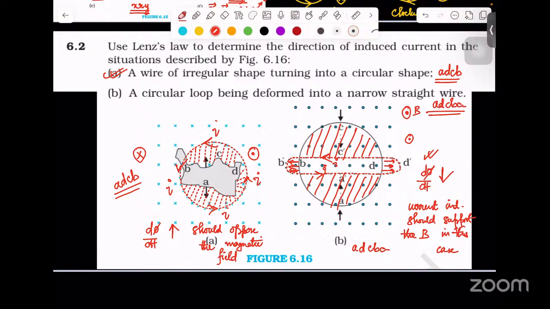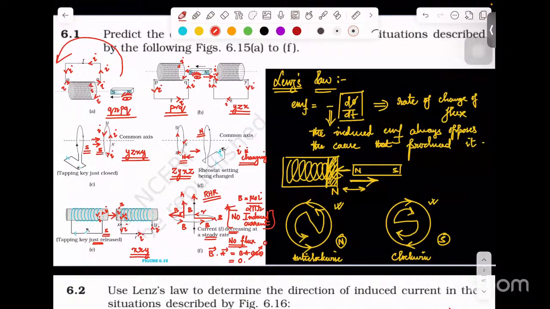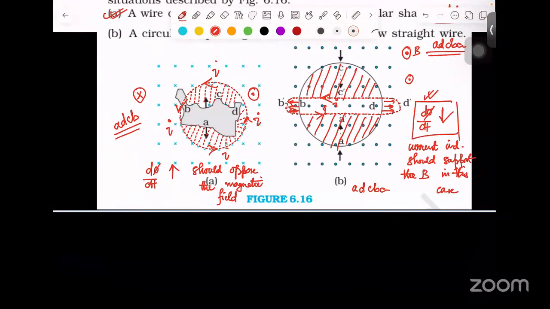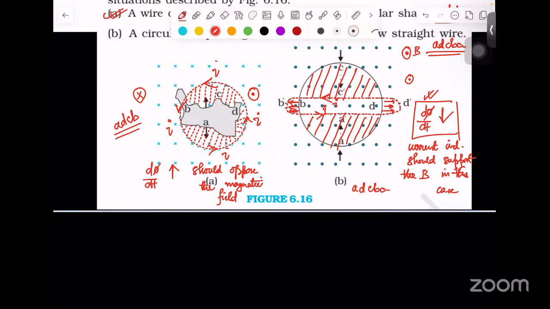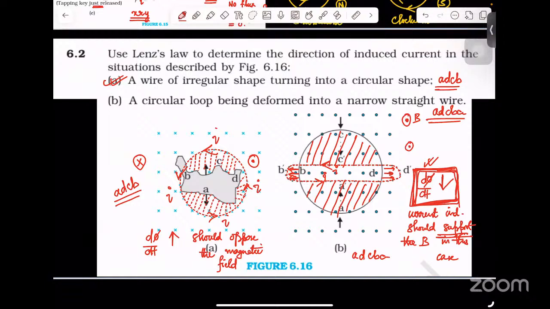Okay, so always remember that induced EMF always opposes. So that means if d phi upon dt is decreasing, then it will support the magnetic field. Okay, opposes doesn't mean that always it will oppose the magnetic field. It opposes the rate of change of this flux. Okay, doesn't oppose the magnetic field. It opposes the rate of change of the magnetic flux. Okay, so I hope this question is also clear to everyone.